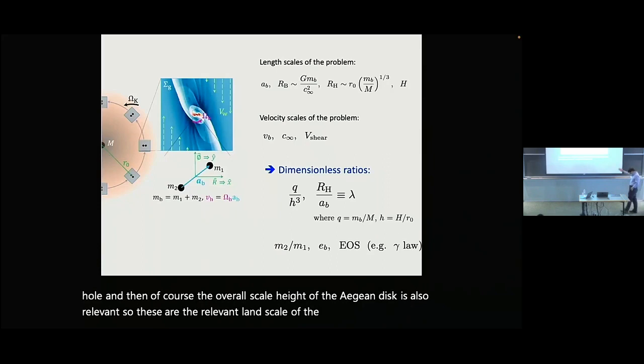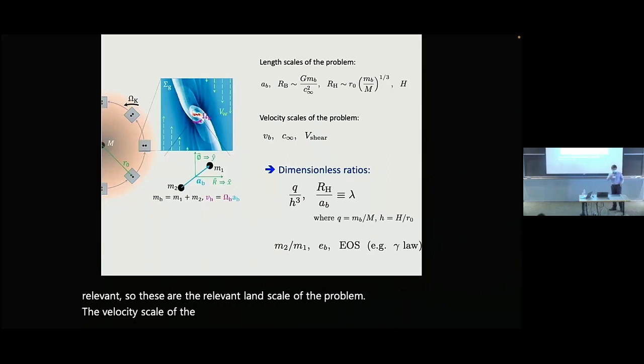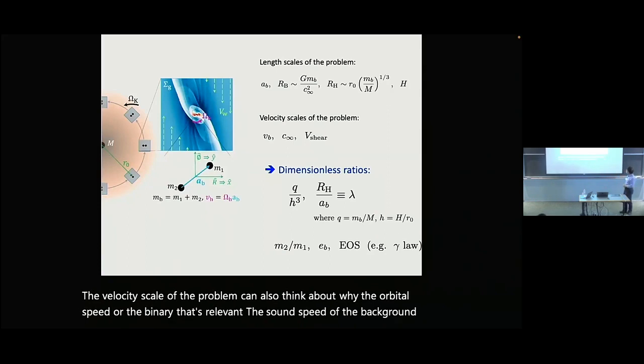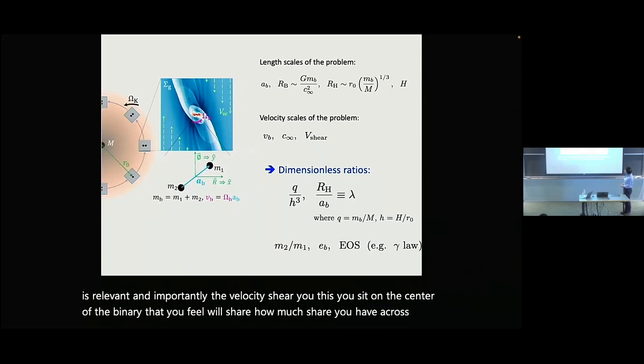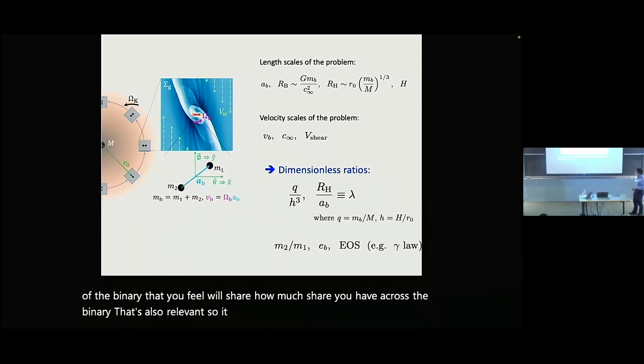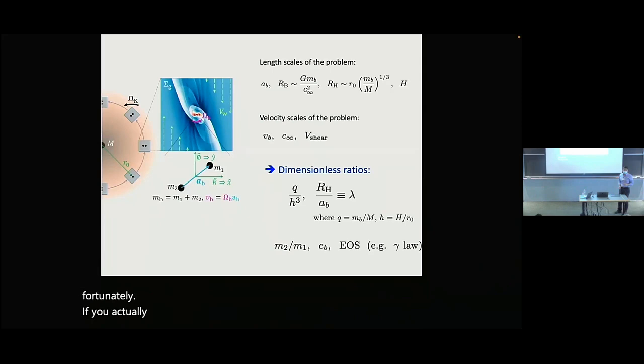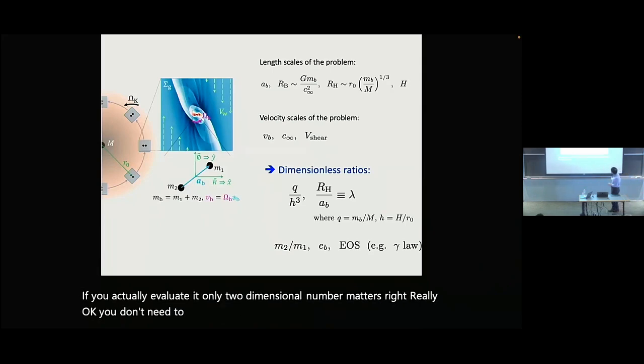The velocity scales of the problem you can also think about, right? The orbital speed of the binary is relevant. The sound speed of the background gas is relevant. And importantly, the velocity shear: you sit on the center of the binary and then you see a velocity shear. How much shear you have across the binary is also relevant. So it seems you have all these different things. Fortunately, if you actually evaluate it, only two dimensionless numbers matter, right? You don't need all these things, only two dimensionless ratios matter.